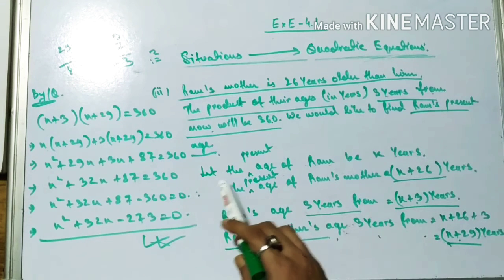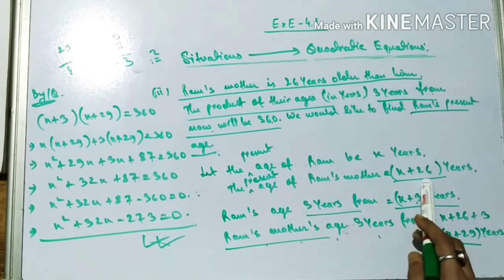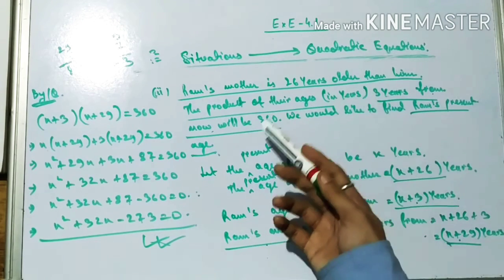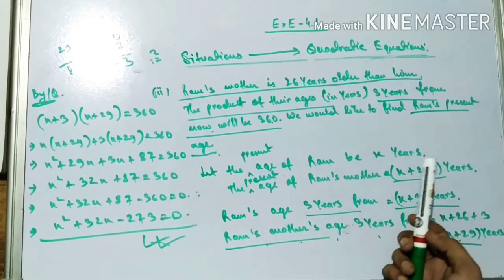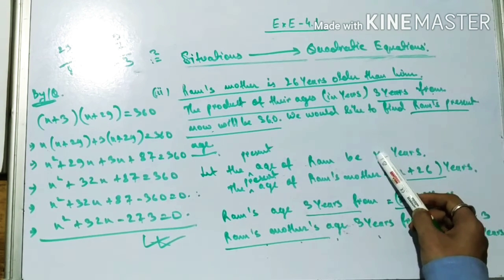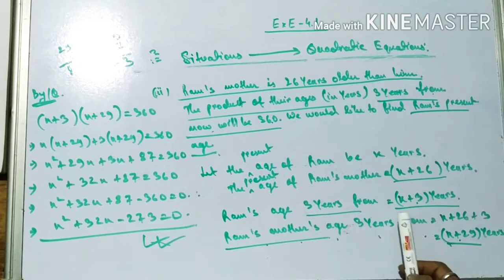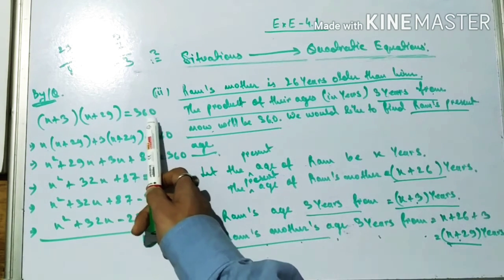So first of all, I will take the present age of Ram to be x years. Therefore, the present age of Ram's mother is x plus 26 years. Now it is saying the product of their ages 3 years from now. In order to find their product, I first have to find Ram's age 3 years from now and Ram's mother's age 3 years from now. Ram's present age is x and his mother's present age is x plus 26. So Ram's age 3 years from now will be x plus 3 years, and his mother's will be x plus 26 plus 3, which is x plus 29 years. So by question I can write that x plus 3 into x plus 29 is equal to 360.